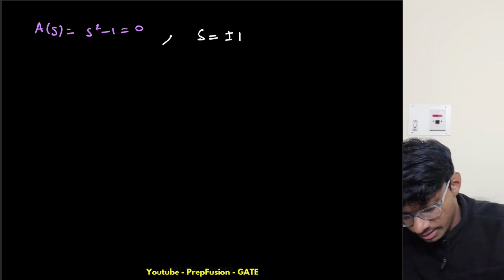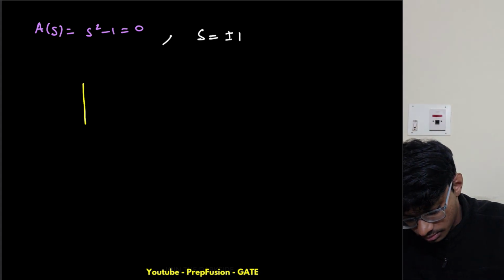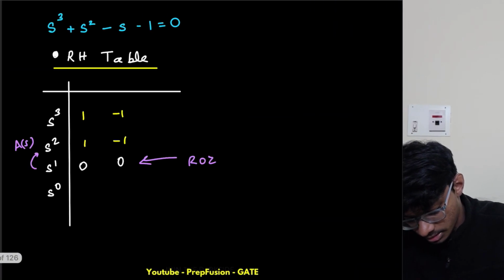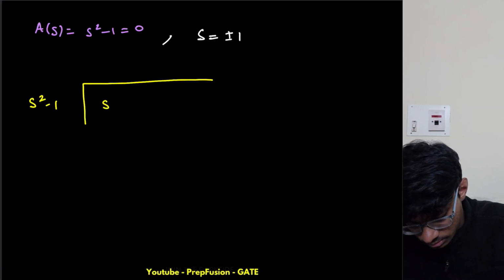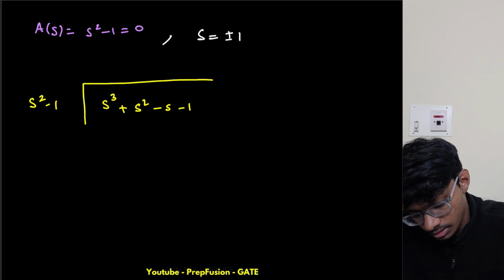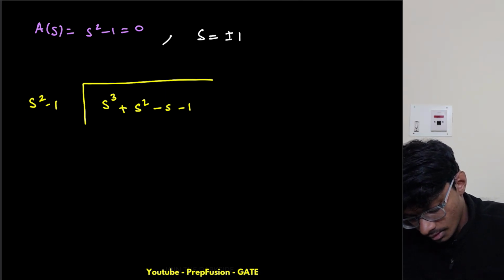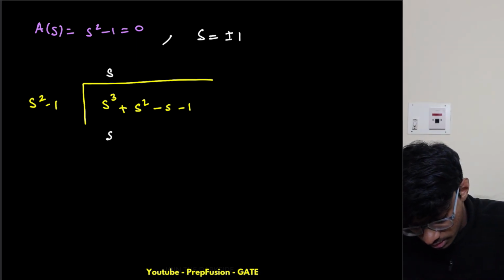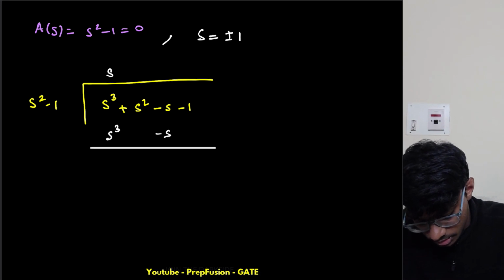But still, let's compute it. So let's do the long division method again, a bit quickly this time. S square minus 1, this is s cube plus s square, minus s cube minus s, minus 1. Now you simply multiply by s again. So you multiply by s, you get s cube minus s, and this will be cancelled, so this will be s square minus 1.